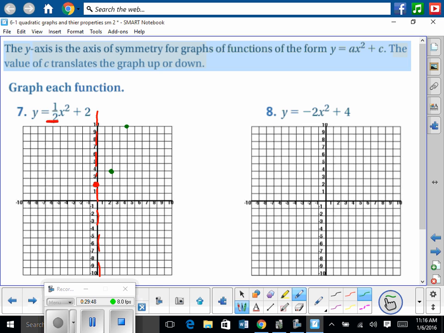We know it maps across evenly over here. So 1, 2, 3, 4. So it maps evenly. So now I can draw in my parabola. Are we all comfortable with that? Do you all see how to do that?